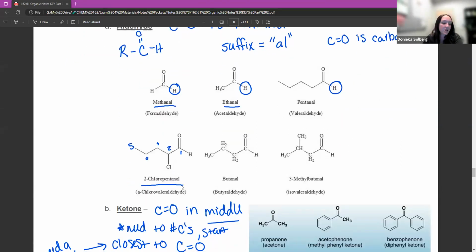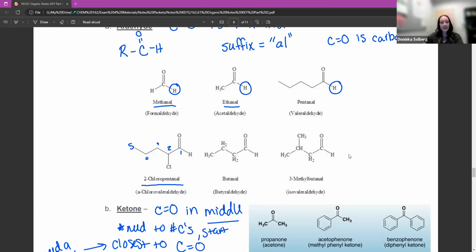Same thing with naming those substituents. You always want to start from the end that is the aldehyde. Now, you do not have to tell me where the C double bond O is, because if it is an aldehyde, it is on the end. It is on carbon number 1. So this is carbon number 1. So this is pentanal, but I have a substituent here. So this is 2-chloropentanal. This is butanal, it's 3-methylbutanal.